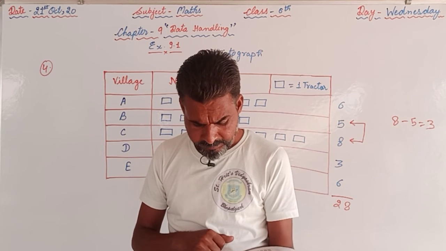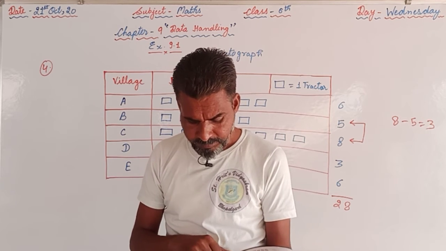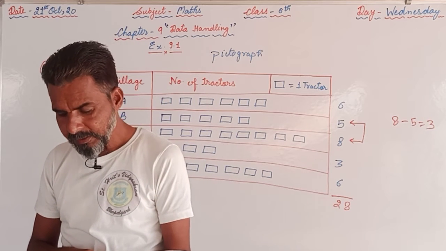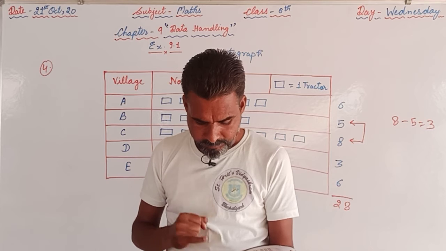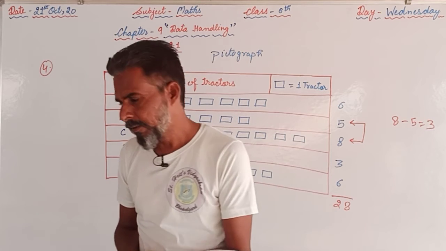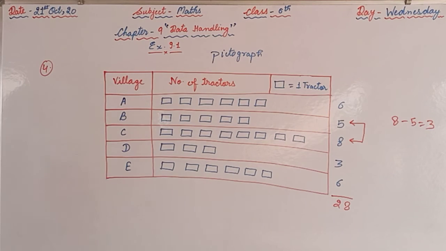C, how many girls are there in class 7th? In 7th there are 3 faces and one face equals 4 girls. So 3 fours are 12 girl students in class 7. Like this we are supposed to use the information given in the pictograph.